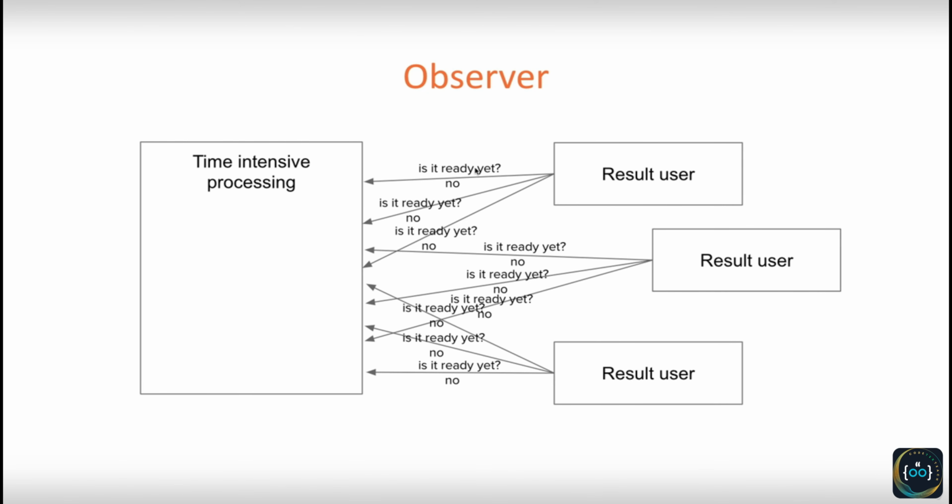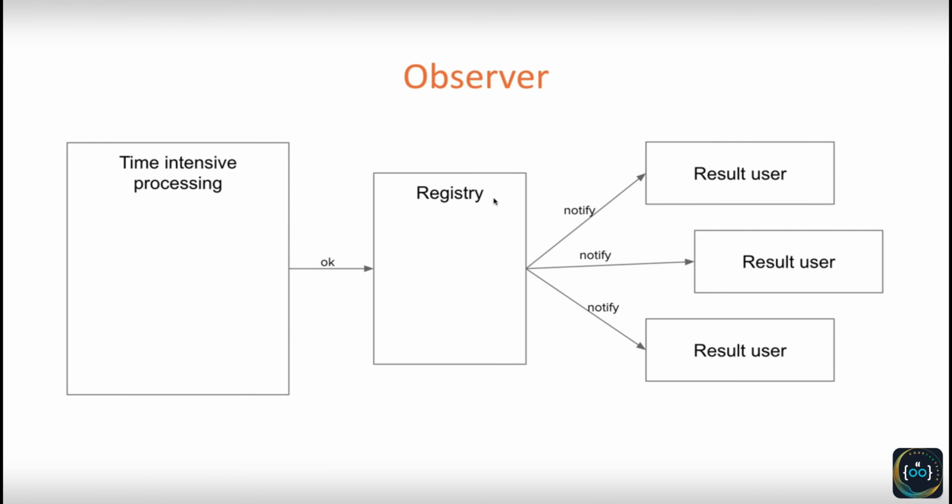Obviously, the solution would be to implement some sort of middle layer here that groups together this communication so that we don't have to poll it many, many times. So we implement some sort of registry here that is simply waiting for the time-intensive processing unit to finish and return the result. So as soon as the result is returned, we can start to notify the intended users. So the way this works is the users basically register their interest to this result. And as soon as that becomes available, then they will get notified.